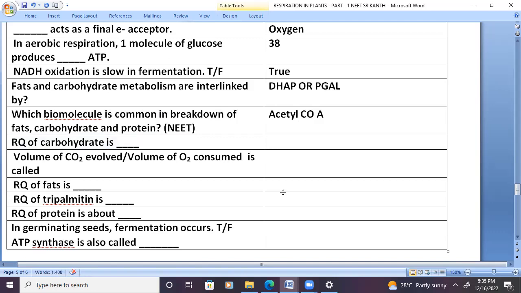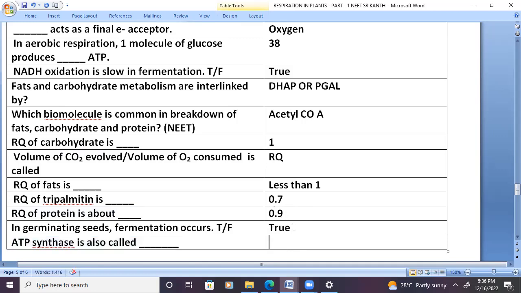Respiratory quotient of carbohydrates is 1. Volume of carbon dioxide evolved over volume of O2 consumed is called respiratory quotient. Respiratory quotient of fats is less than 1. Respiratory quotient of tripalmitin is 0.7. Respiratory quotient of protein is about 0.9. In germinating seeds, fermentation occurs. True.